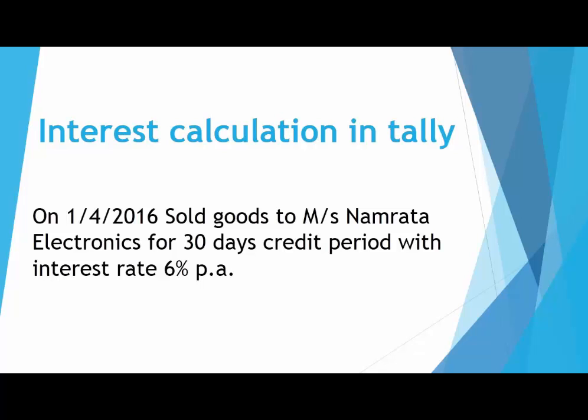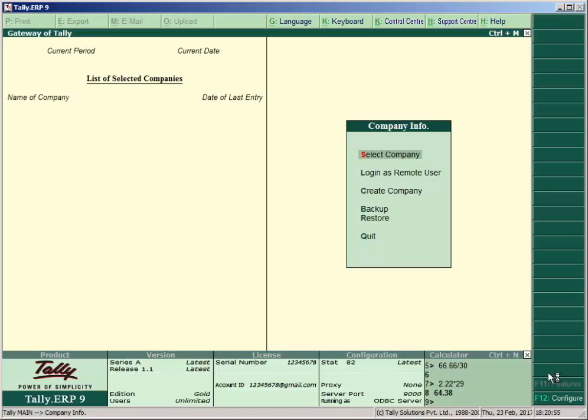Hello friends, today we'll learn how to do automatic interest calculation in Tally. For that, let's consider one simple transaction. On 1st April, sold goods to Messrs. Namrata Electronics for 30 days credit period with interest rate 6% per annum.